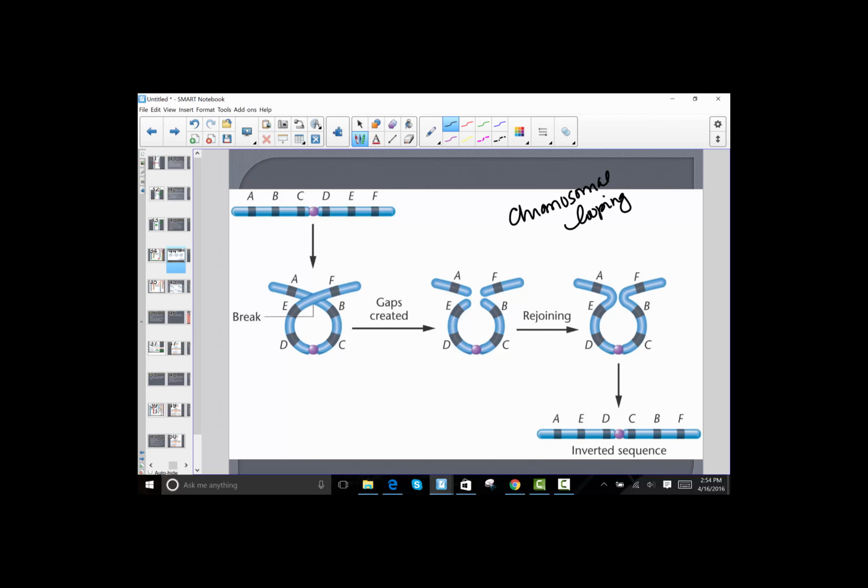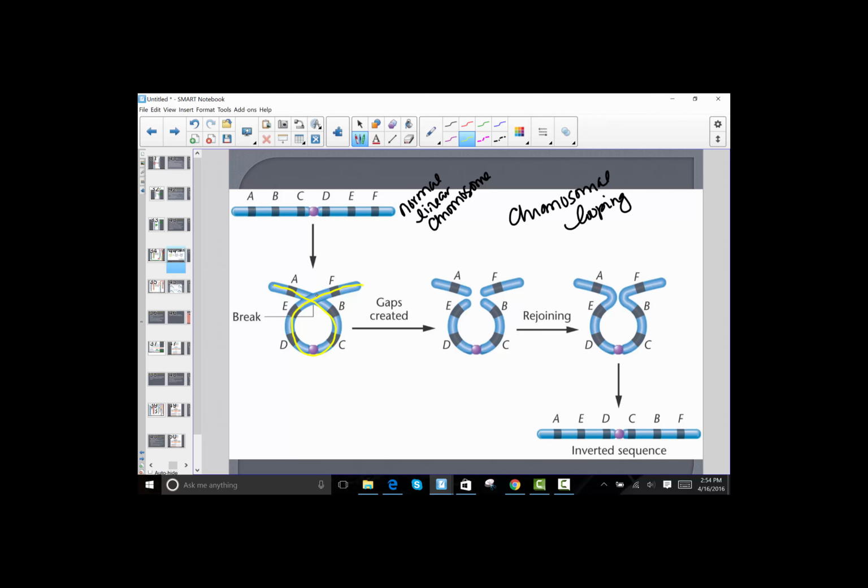So what happens is you have a normal chromosome. It is linear. And for some reason, this chromosome now loops back on itself. Again, this is a process that could happen through a lot of different mechanisms, but essentially maybe it's tangled, something's happening, and so you have a chromosome that's now looped back on itself, okay?